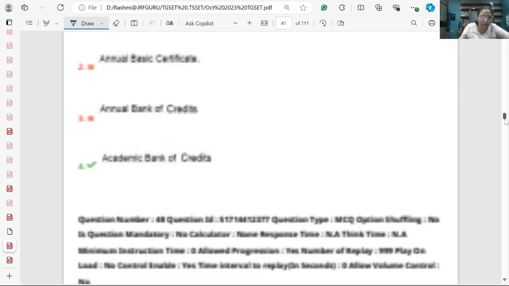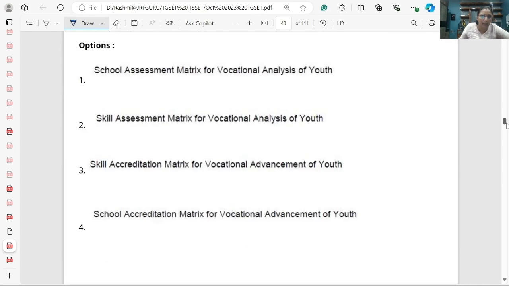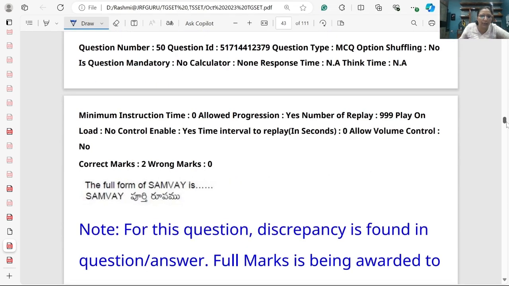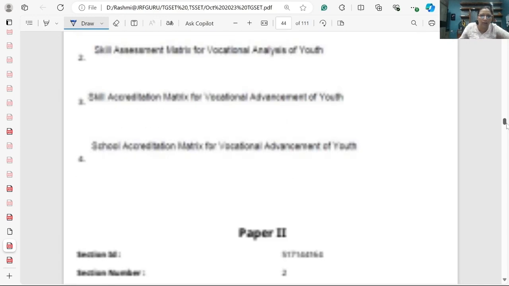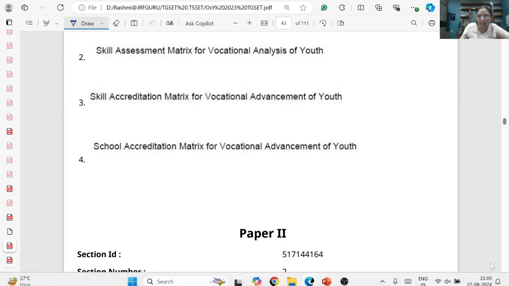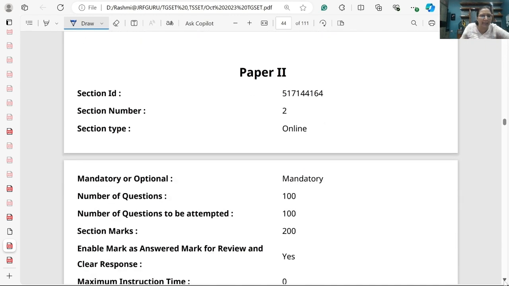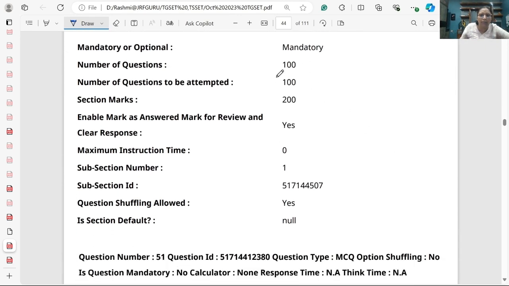Now, you can see here is the section for the computer science paper 2. Student section ID and number and all these are given. Here we will have 100 questions, and the number of mandatory questions are all 100; you have to attempt all 100. Section marks are 200. So this is the basic detail we have.